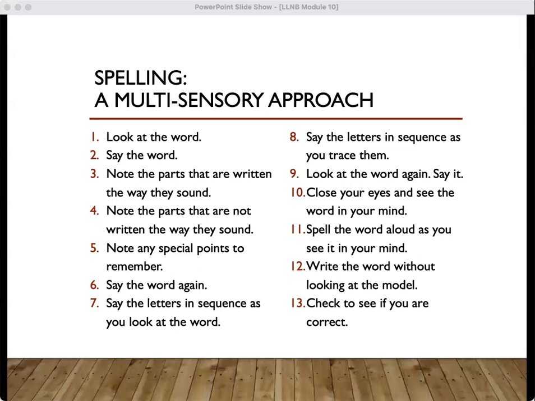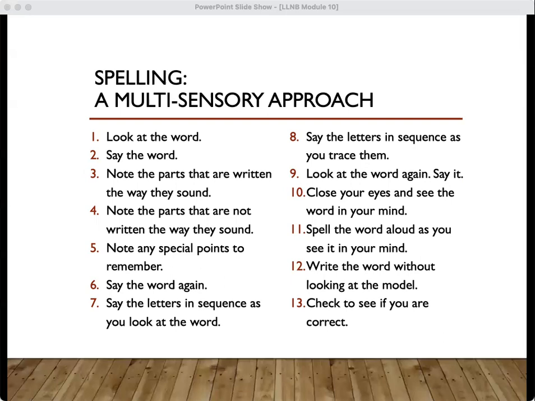Look at the word, say the word. Note the parts that are written the way they sound. Note the parts that are not written the way they sound. Note any special points to remember. Say the word again. Say the letters in sequence as you look at the word. Say the letters in sequence as you trace them.